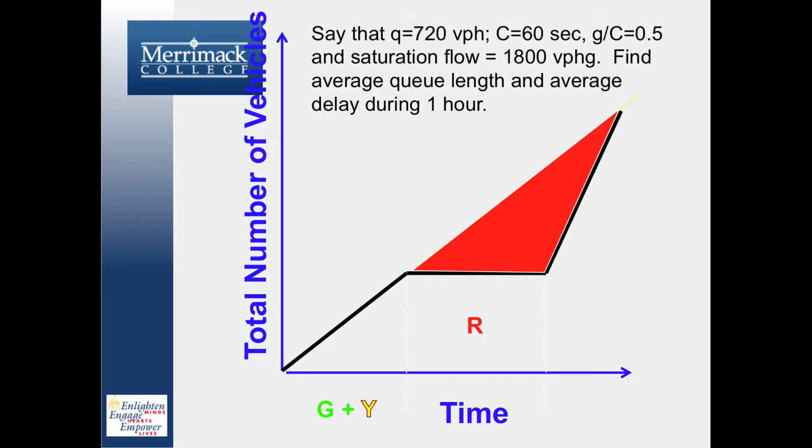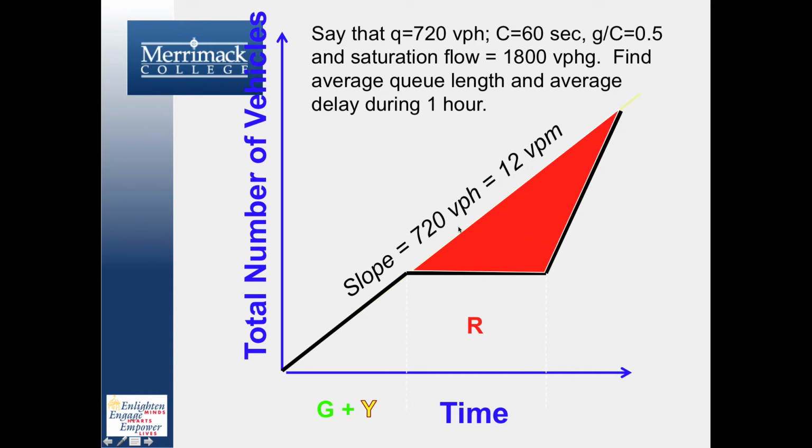Okay, so let's say the example that we'll use is an arrival rate of 720 vehicles per hour. We have a cycle length of the signal of 60 seconds. Green to cycle length ratio is 0.5, it's given. So the green is 30 seconds. And the saturation flow is 1,800 vehicles per hour, we'll say. Okay. So let's find the average queue length and the average delay during a 1 hour time period, peak hour.